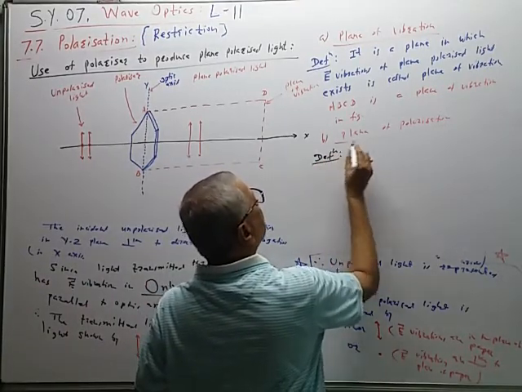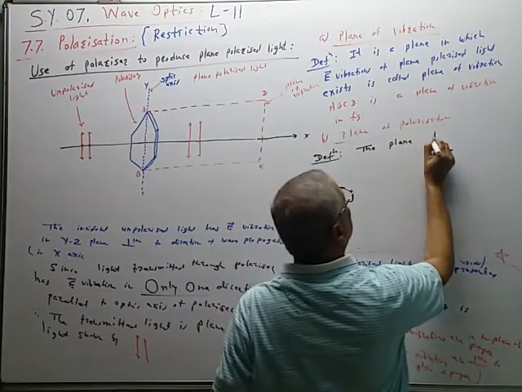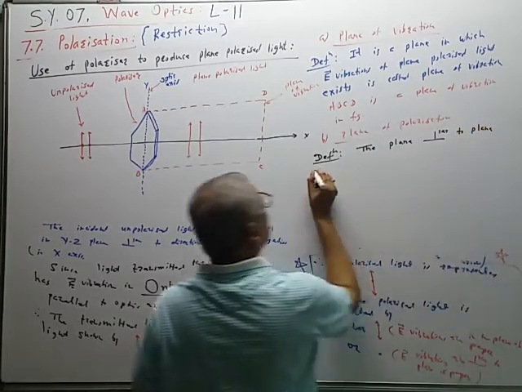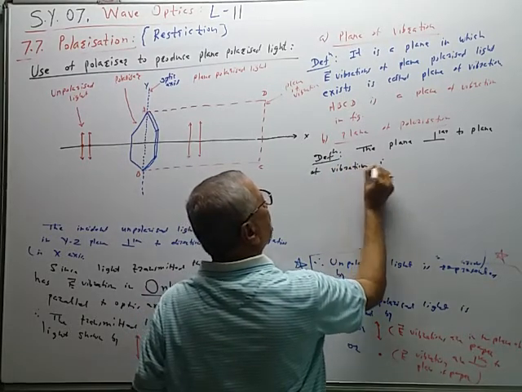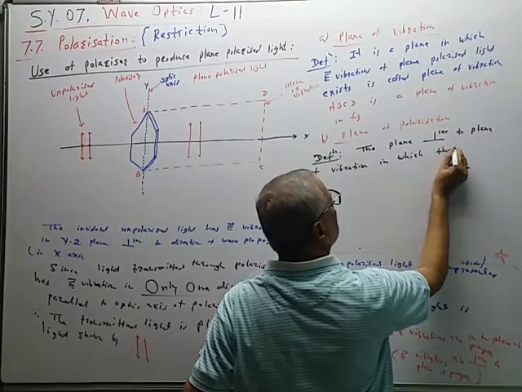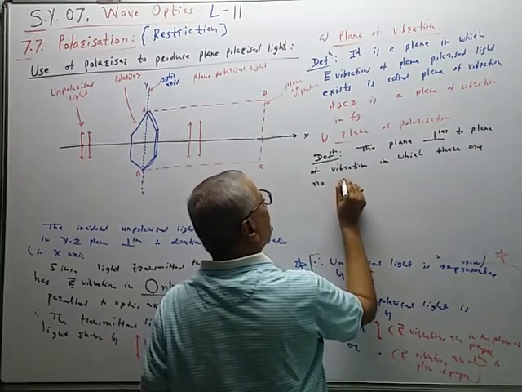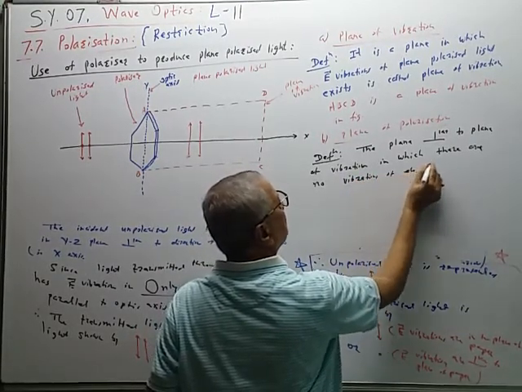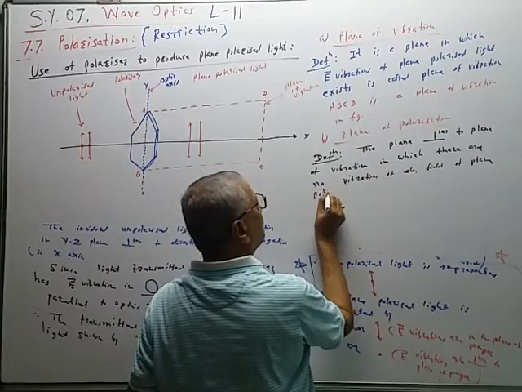These two planes are always perpendicular to each other. The plane perpendicular to the plane of vibration, in which there are no vibrations of electric field of plane polarized light.